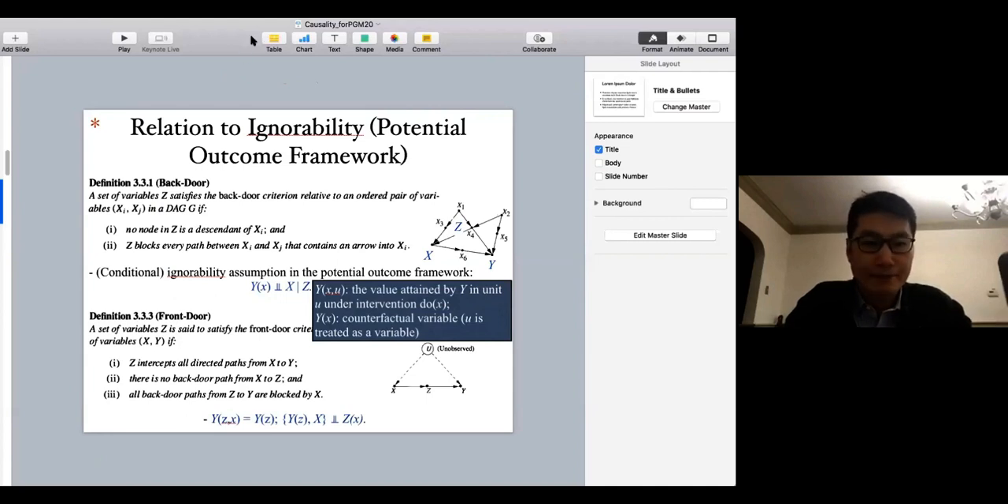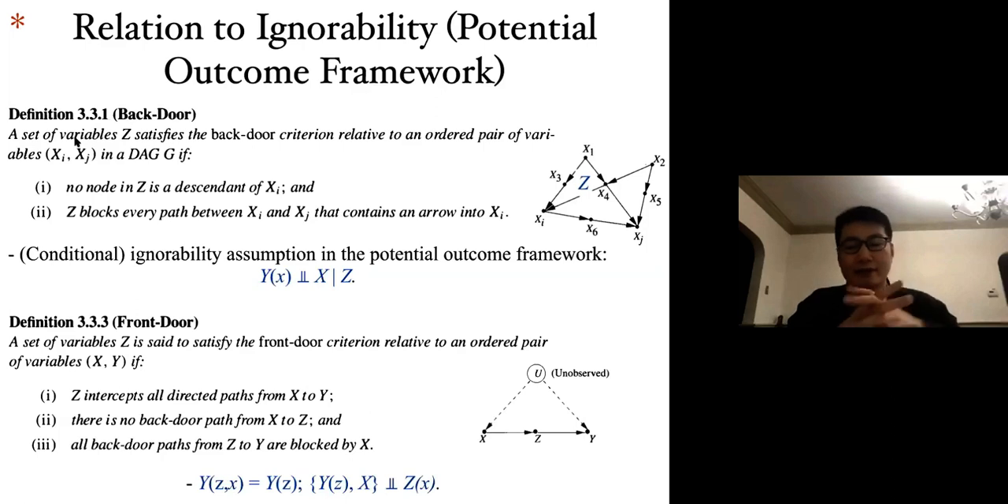And as you can see from the criteria, they are graphical criteria because you can directly verify whether they hold true by making use of the graphical representation of the causal process. So right here, I try to establish the connection between the graphical criteria, including front door and back door criteria, and the potential outcome criteria. The first one, backdoor criterion, is related to the so-called conditional ignorability.